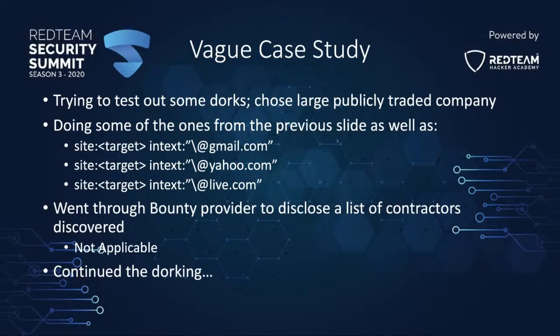But basically, I was doing some of the previous ones, like the at-domain search. But then I also started looking for things containing Gmail, Yahoo, and Live.com. And I came across a PDF that had a list of contractors, and they had a responsible disclosure program through a particular bug bounty provider. So I wrote it all up and submitted it. Basically, they said that was the contractor's work information, and it was not applicable.